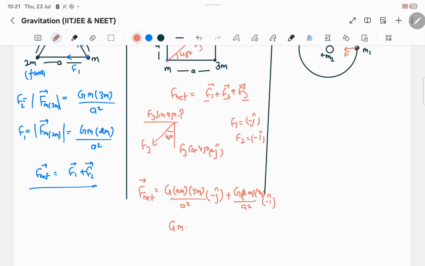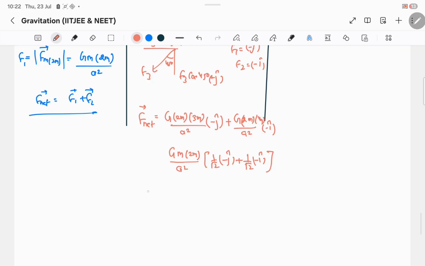Gm into 2m, it doesn't matter, you can write 2m into m or m into m. So a square, and its component will be cos 45, which is 1 by root 2, and 1 by root 2, you can say minus j cap plus 1 by root 2 minus i cap. Now you can separately solve this. Whatever you can take common, you can take common: Gm square by a square from everywhere.